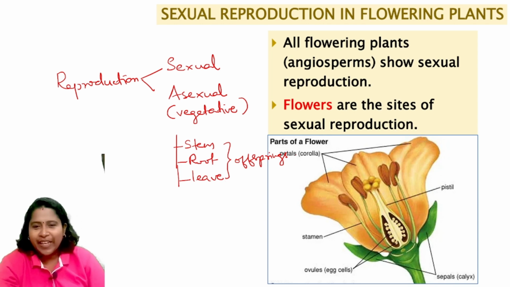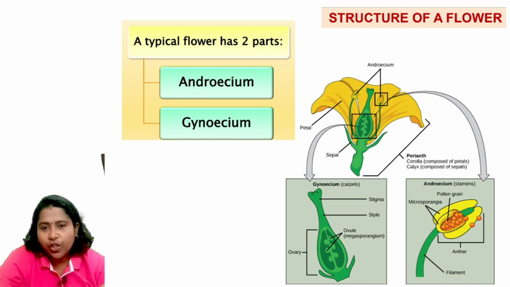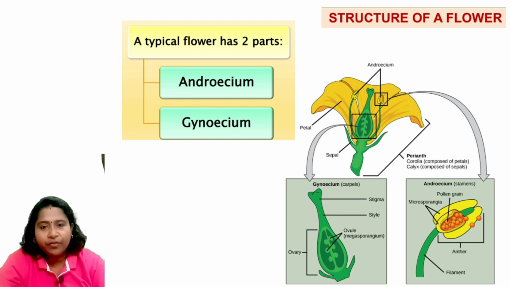Whether all the plants will undergo sexual reproduction? No, only angiosperms will undergo the sexual reproduction. Correct? Then what is the major site of sexual reproduction? Actually, the flowers are the major site, as everybody knows. So before entering into the structure of an anther, we should know the typical structure of a flower.